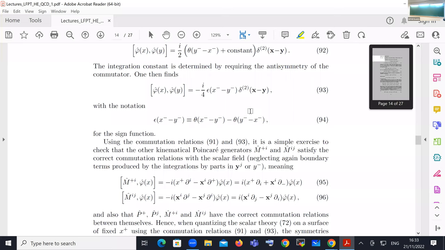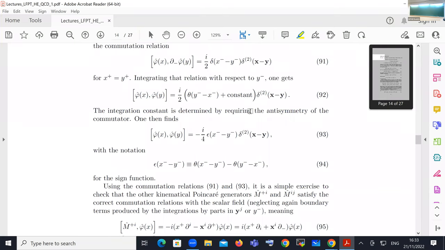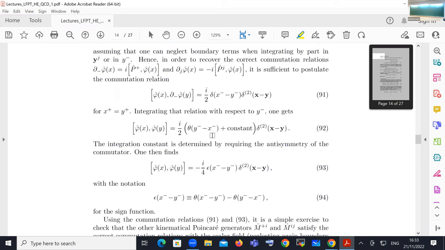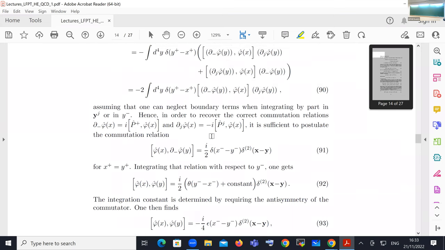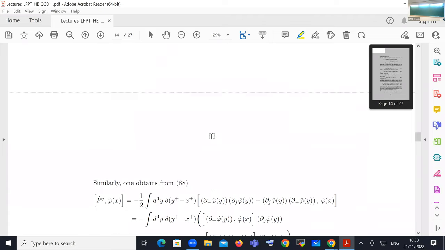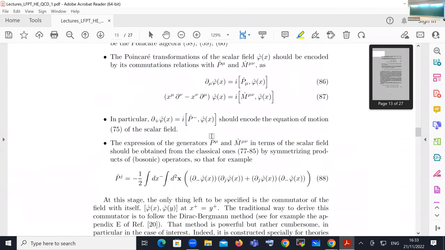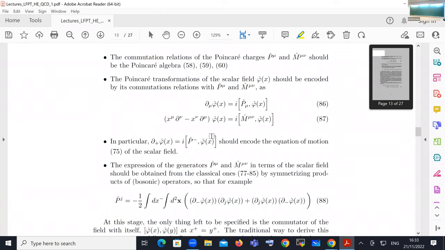Poincaré transformations and so on, and I showed that if you take this commutator for a generic scalar theory, when expressed in terms of the transform, meaning with evolution along the x plus direction, then you can indeed get a consistent quantum formulation of this scalar theory with Lorentz transformations and translations properly encoded at the quantum level via these commutation relations of the generators with the field.